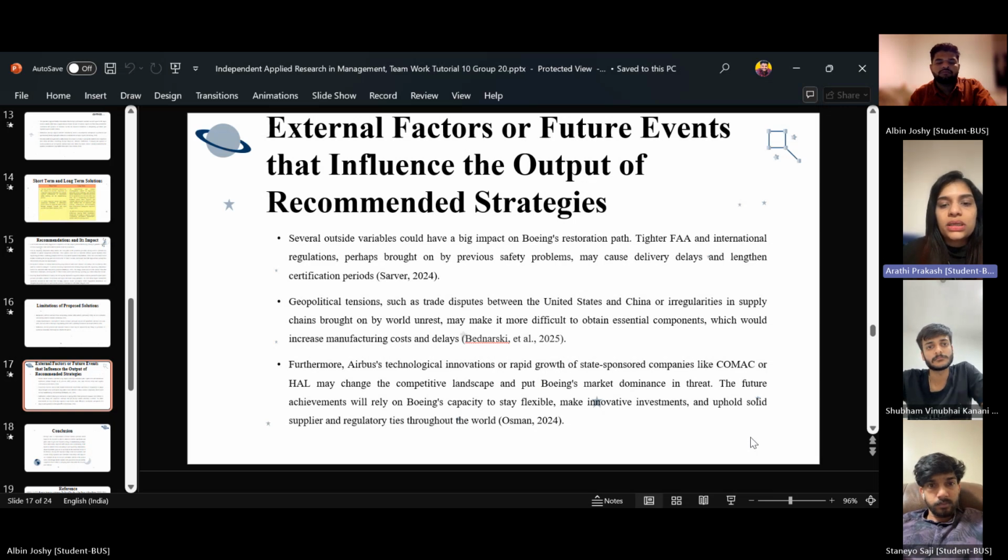The growing competition from Airbus, coupled with the rise of state-sponsored aerospace companies like COMAC and HAL, may threaten Boeing's dominance in the market. To succeed, Boeing must remain agile, invest in technological innovation, and maintain strong relationships with the regulatory bodies and suppliers.